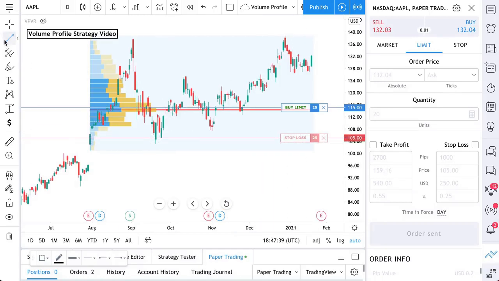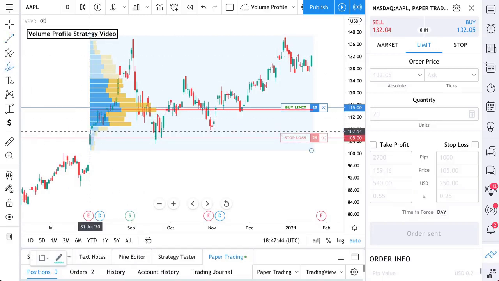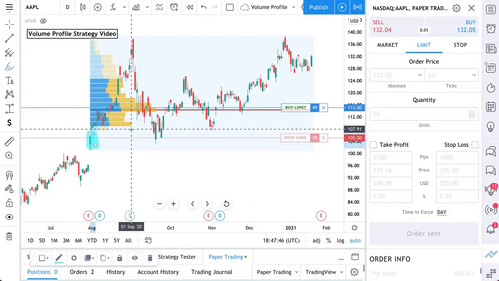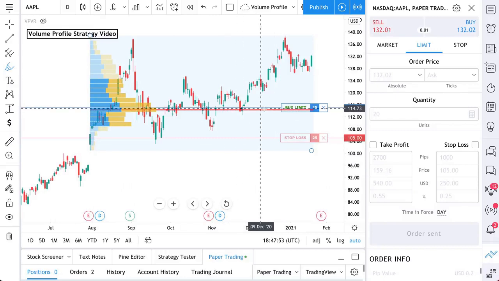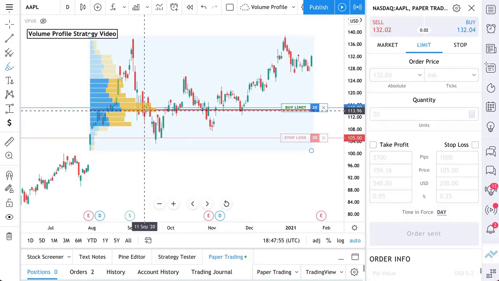Fine with us. Now you might be saying that there's a support level here, but we're making this decision based off of these low volume nodes, and we just would rather not be involved in these areas. Maybe this gap will fill. It's just an example. The more important point is that we are placing a buy order in the high volume node.